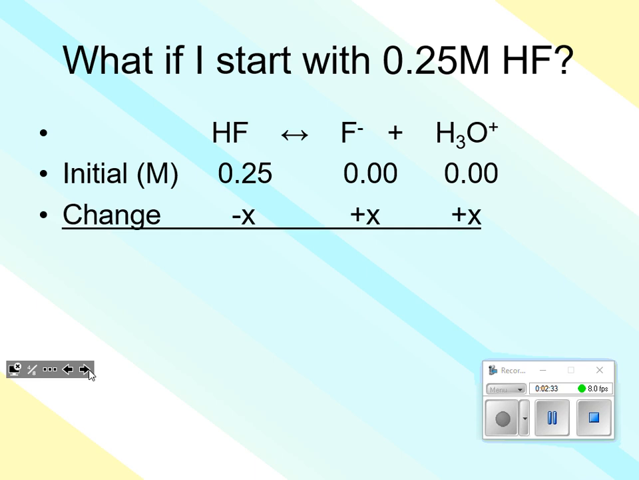Change is next. Another nice thing about this equilibrium math that we're about to do, you will not have to solve for Q, the reaction quotient. We will always know the direction of the reaction because we're given a concentration of the acid. We want to figure out how much of it breaks down into these two parts. So here's my change, a minus x and a plus x for both of these, which means at equilibrium, I have 0.25 minus x, x, and x.